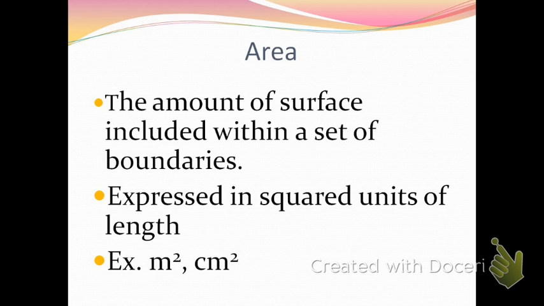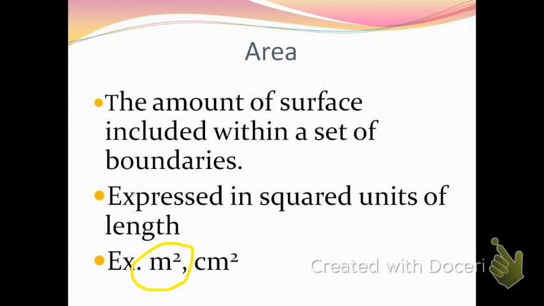How about area? It's the amount of surface included within a set of boundaries. So it's the area of the table that you're sitting at, the area of an acre of land. Okay, an area is always expressed in a unit squared. So meter squared, centimeter squared. Those are metric units. We talk about, maybe you're building a house and you talk about how many square feet a house has, right? So remember that key. It's very key when you're talking about these things that you keep your units in mind.